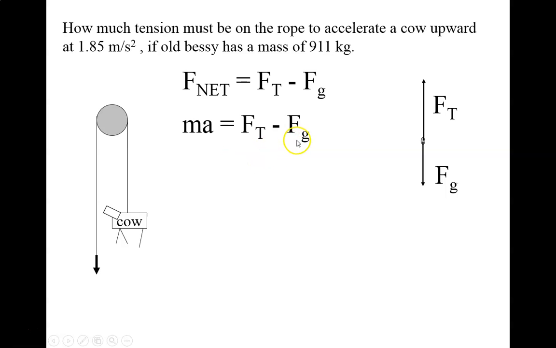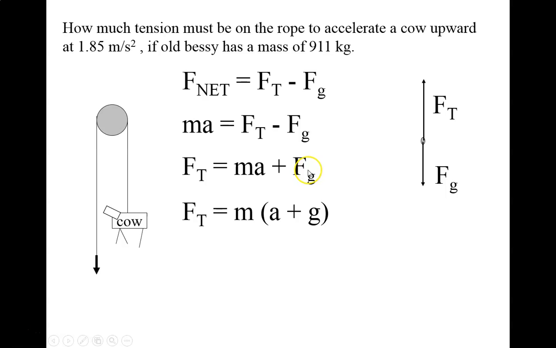So solving for Ft, and then subbing in mg for Fg. I should have probably shown that step here, and then pulling out m. So Ft equals m times a plus g.